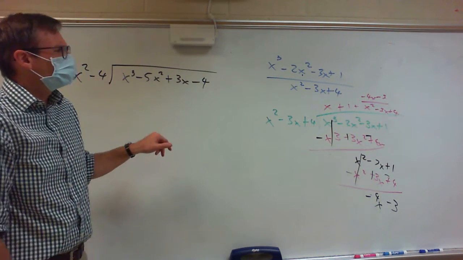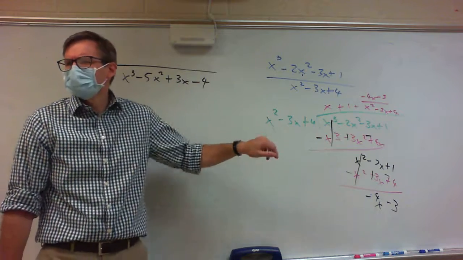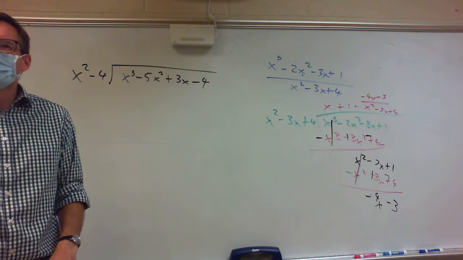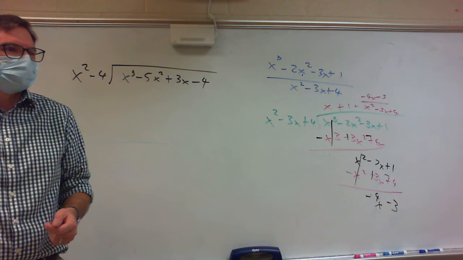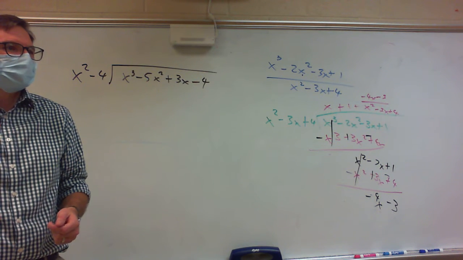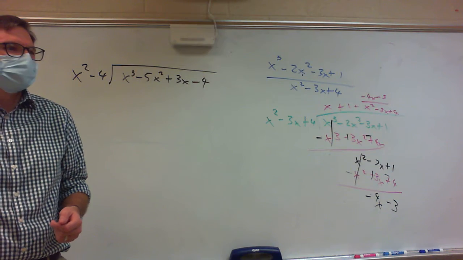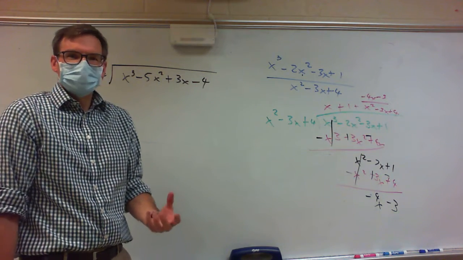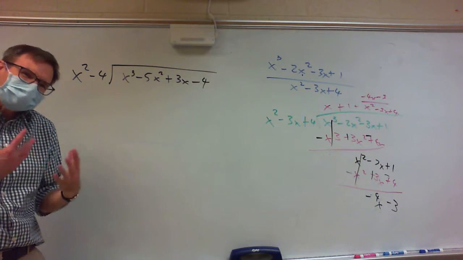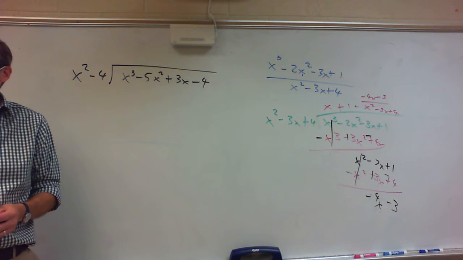What's different about this problem as compared to this one? Or are they different? The x goes x squared and then minus 4. It doesn't go in order, right? It feels like it's missing something. Well, technically, it's not missing anything, right?